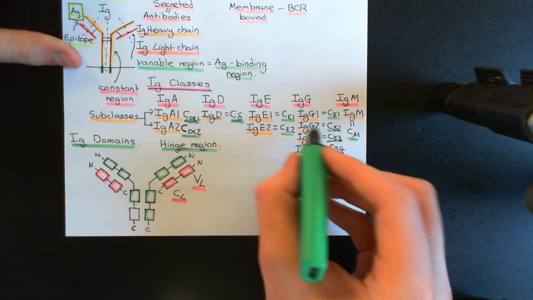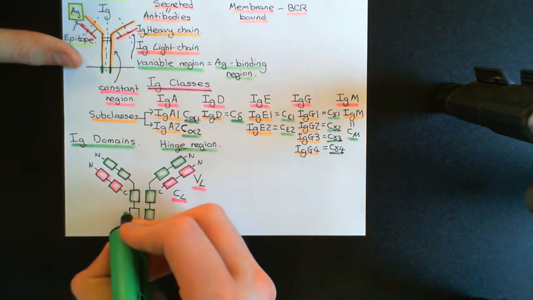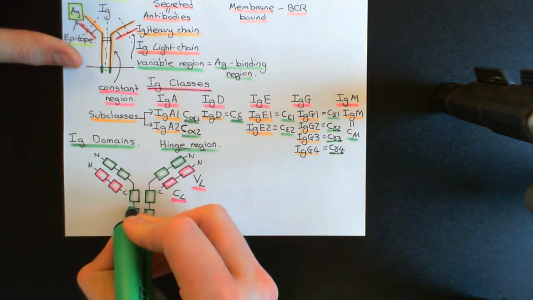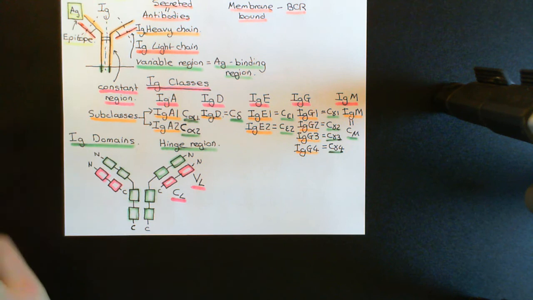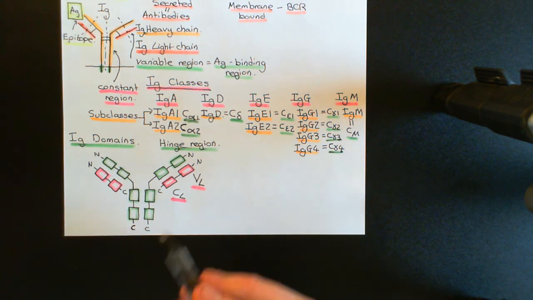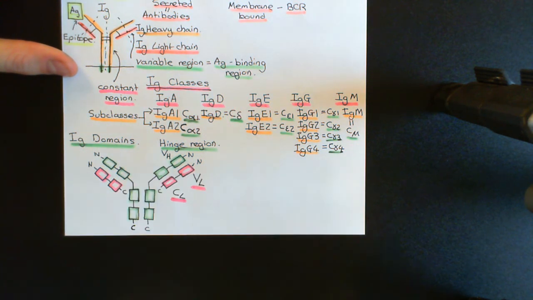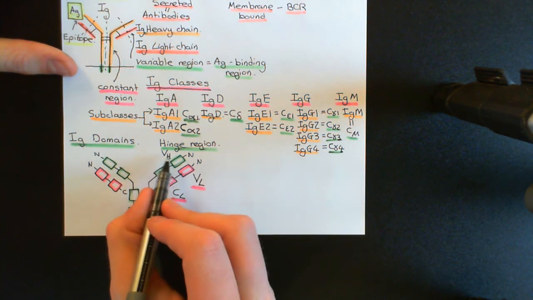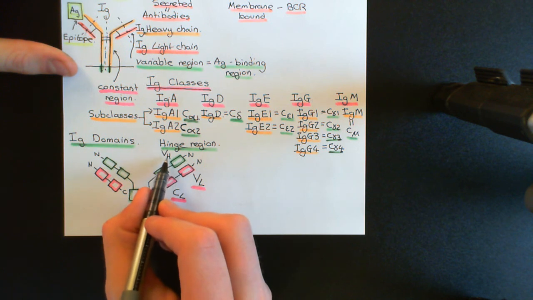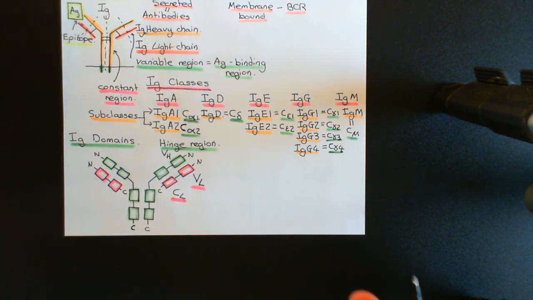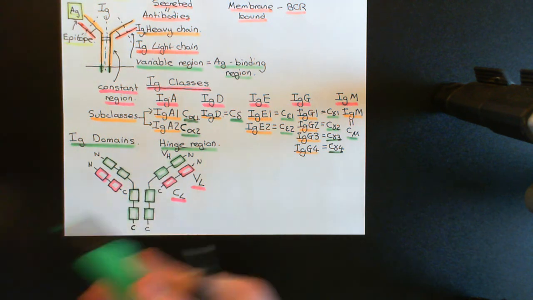For the constant region of the immunoglobulin heavy chain, we'll have an additional immunoglobulin domain. Let me give you the names of these different immunoglobulin domains for the immunoglobulin heavy chain. This one up here is known as the variable heavy immunoglobulin domain. This is the variable immunoglobulin domain of the heavy chain. We subscript it H to denote that we're now dealing with the heavy chain.